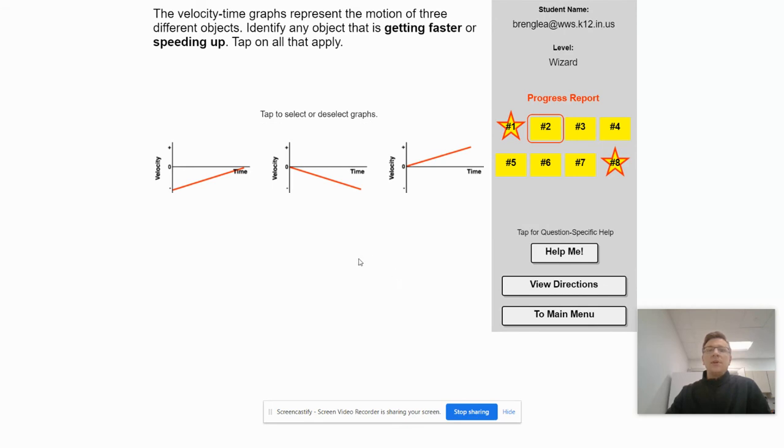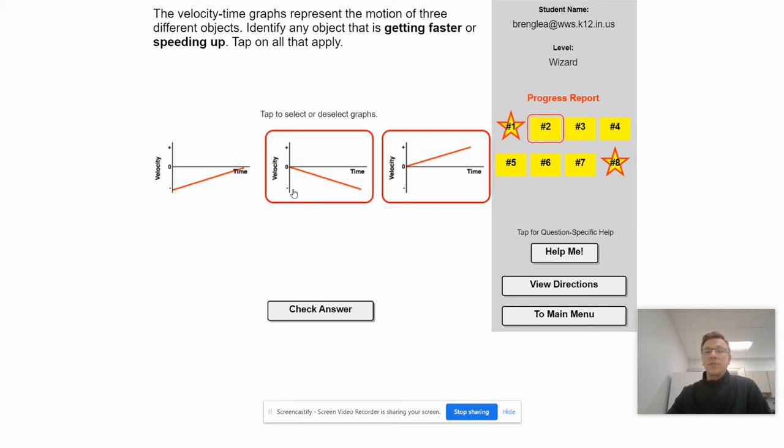This one says identify any object that's getting faster or speeding up. So we are looking for one that starts at 0 meters per second and increases its velocity, either goes up along the y-axis on the positive side or down along the y-axis on the negative side, which would be these two here. Again, that common misconception is that the negative slope means slowing down, or that the positive slope over here on this one means speeding up, but this one ends at 0 meters per second, so it must be slowing down.